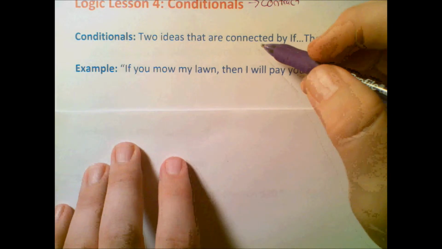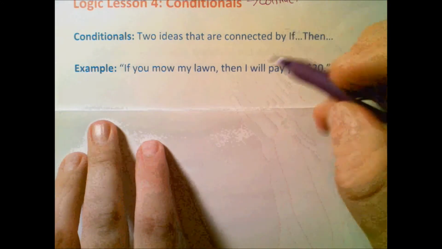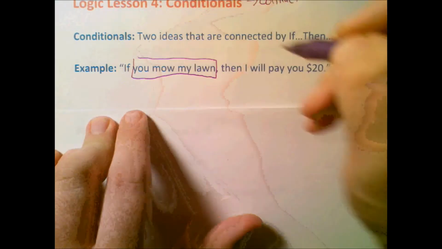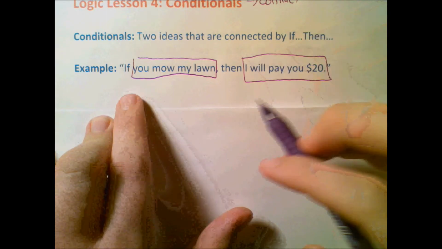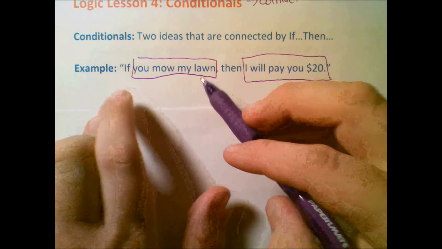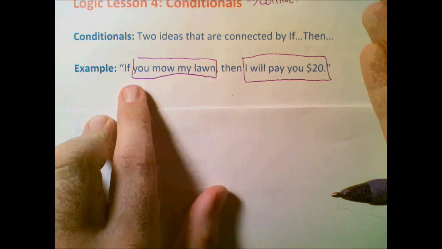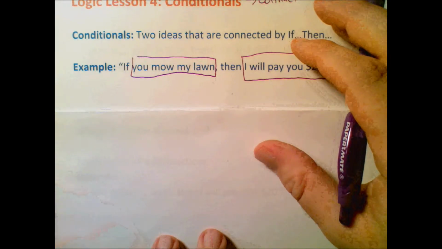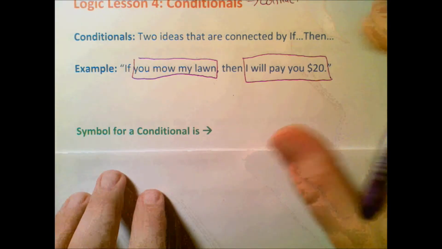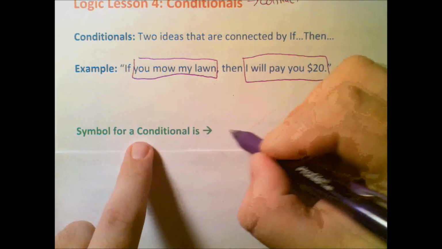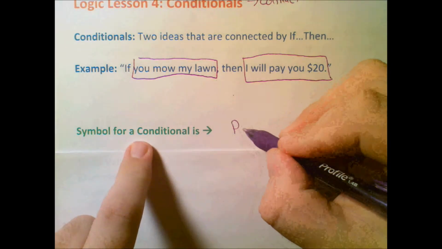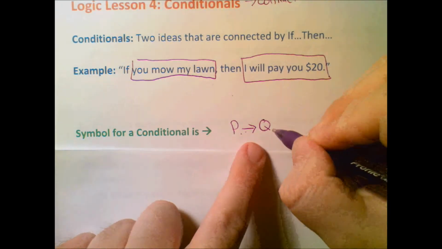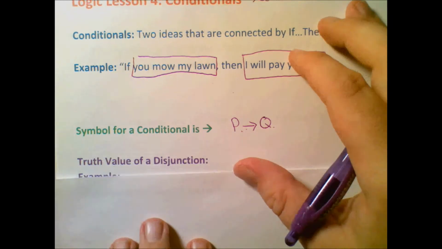Now, when we're talking about this, you have to take a look at the fact that I have two statements. You mow my lawn, and I will pay you $20. There's a condition here. There's a contract. Now, we're going to explore how you can determine if this is true or false, but beforehand, we're going to talk about the symbol. The symbol is just an arrow. So if I have two statements, P and Q, you would put an arrow in between them to represent if P, then Q.